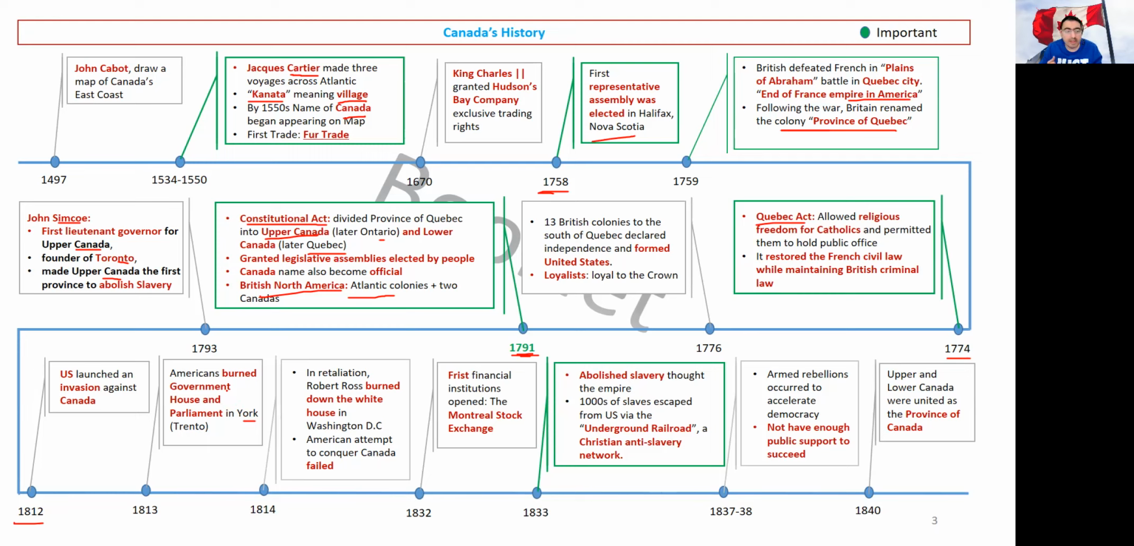And they burned the government house in Toronto in 1813, and they tried to invade Canada, but the Canadian forces, a group of soldiers with the leader Robert Ross, tried to make a reverse attack against the USA. They burned down the White House in Washington. And actually, the American attempt to conquer Canada failed, by the help of the British Army and the British forces.